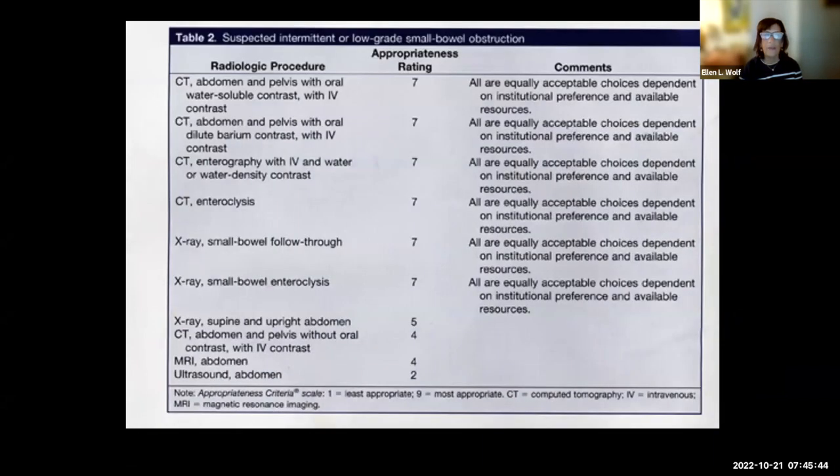And then for intermittent or low-grade small bowel obstruction, actually everything here gets a 7. Plain films, of course, are less reliable because we're not going to see those dilated loops necessarily with a low-grade obstruction. So ultrasound they're giving here a 2. This is with a low grade, which is more difficult to diagnose on any study.